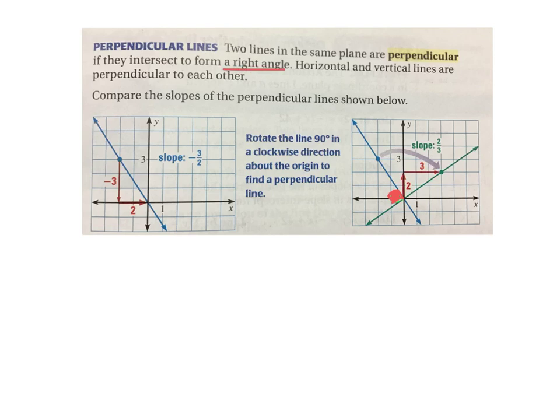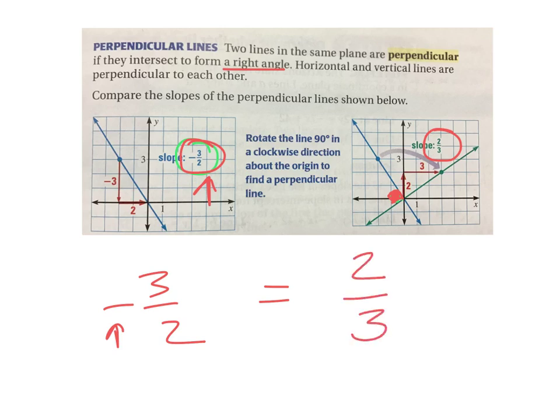Perpendicular lines form a right angle. When you compare the slopes, they are opposite inverses. Opposite inverse. So you see how this slope was -3/2? Opposite means the sign changes, so the new sign would be positive. Inverse means you flip the ratio. You flip the fraction.